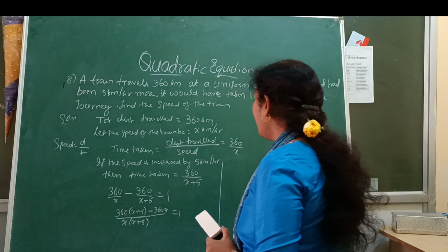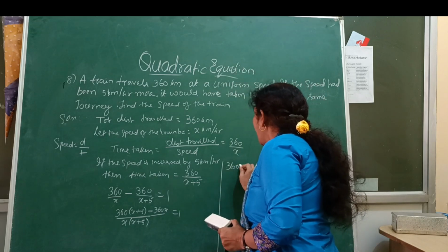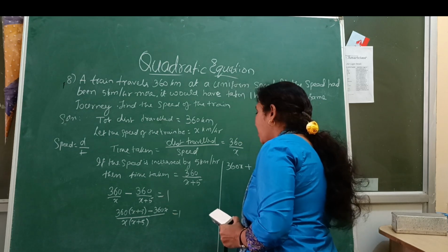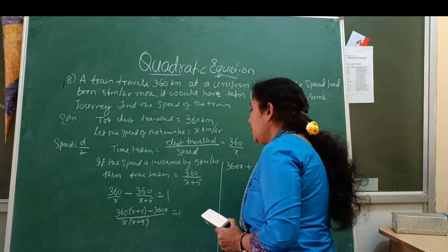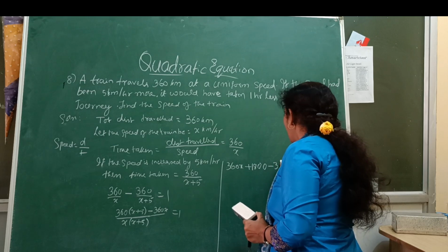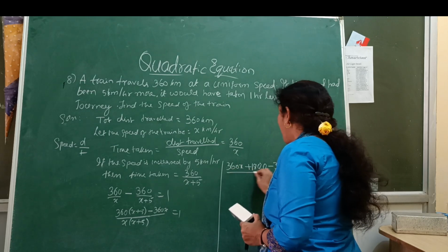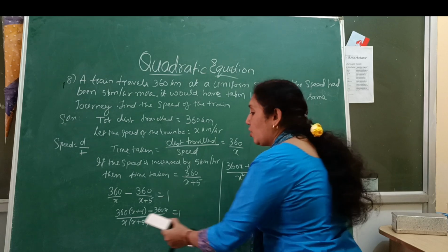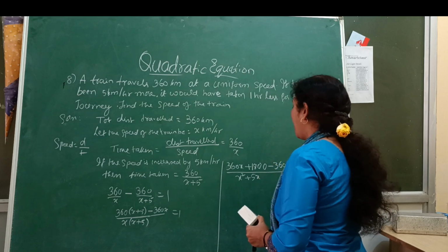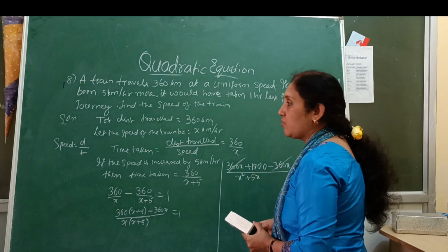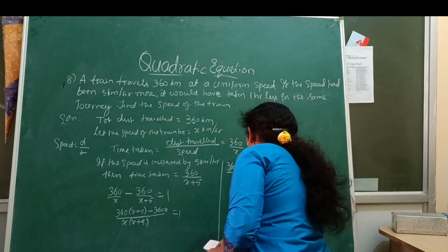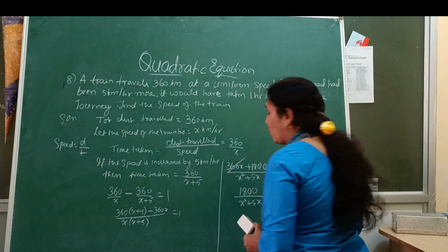So, I'll multiply this 360x plus 360 into 5. What do you get? 5 6s are 30, 5 3s are 15, 16, 17, 18. So 1800 minus 360x by x square. You are going to multiply x inside: x square plus 5x is equal to 1. 360x minus 360x will get cancelled. You will get 1800 by x square plus 5x is equal to 1.